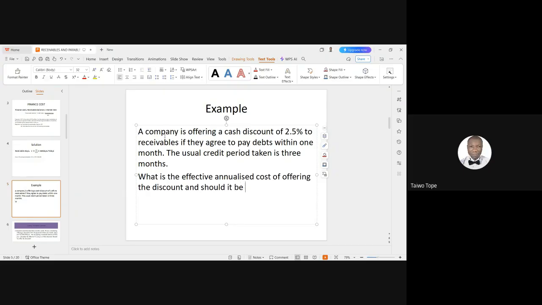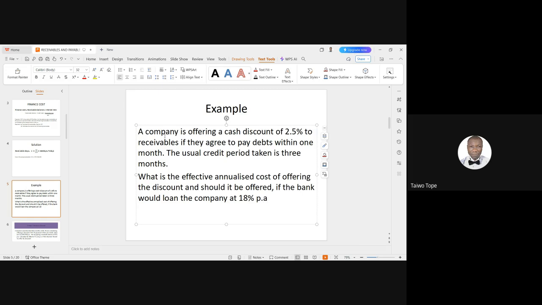And should it be offered if the bank would loan the company? The bank will loan the company at 18% per annum.